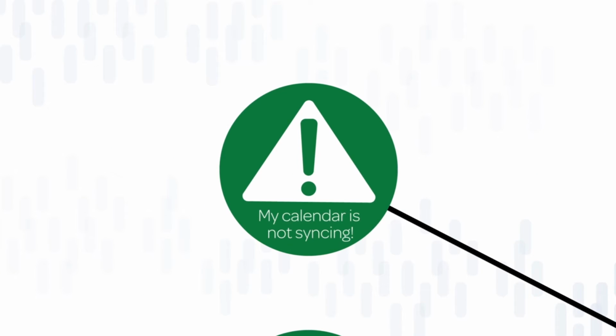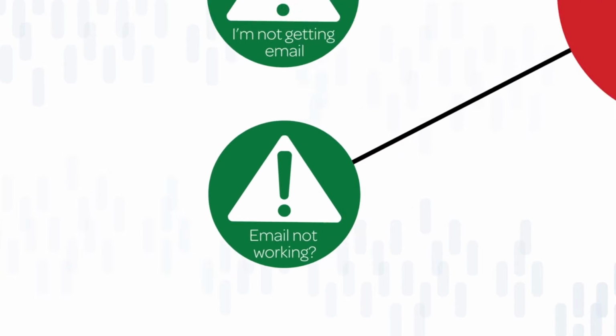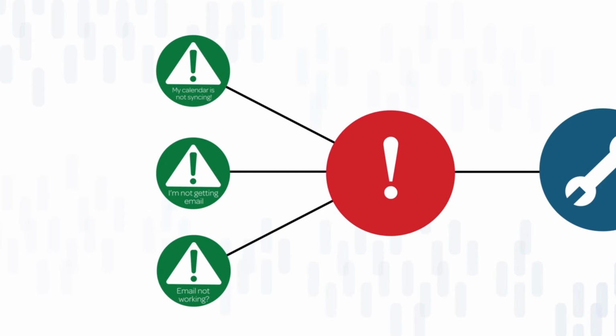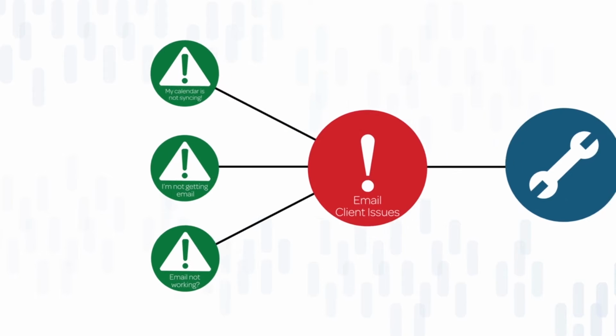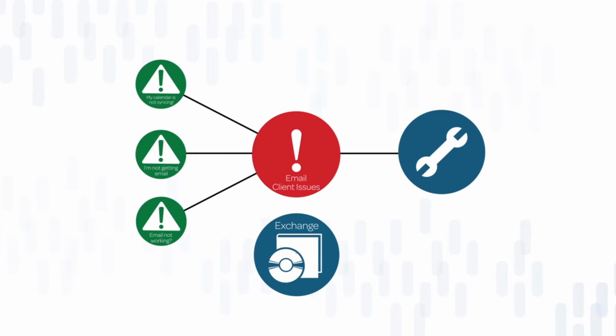Users submit incidents, all pertaining to email client functionality. A technician notes a number of users complaining about email, so a problem is added to the system to address these related issues, and the incidents are associated with the problem. Using relationships in the Configuration Management Database, or CMDB, root cause analysis determines that there was a problem with an upgrade to the mail server.